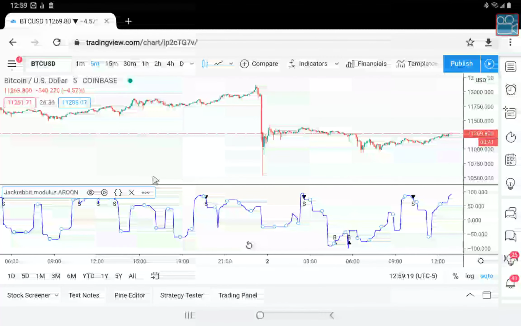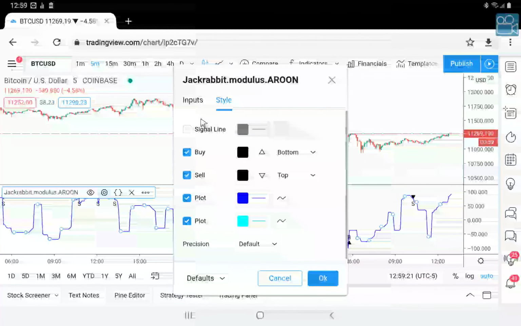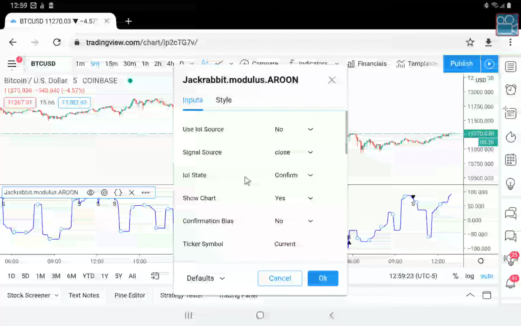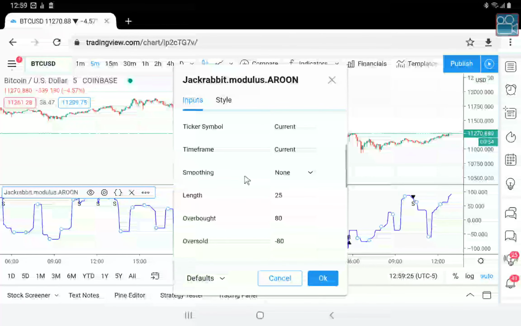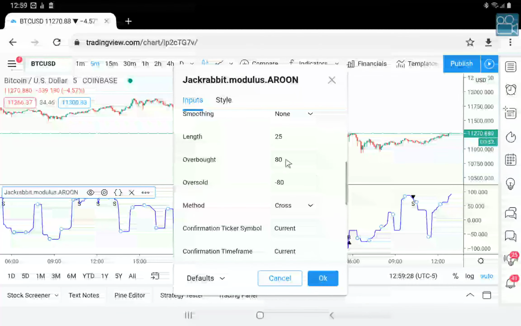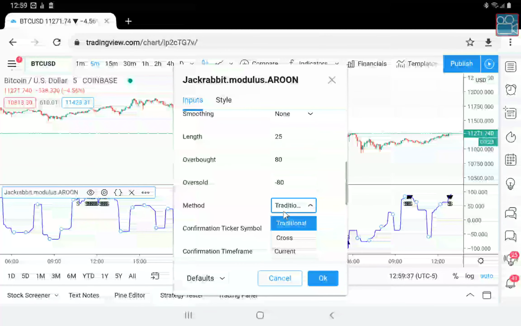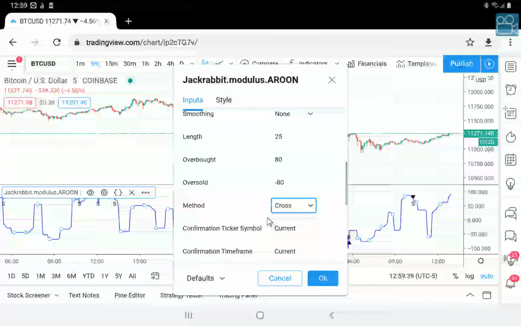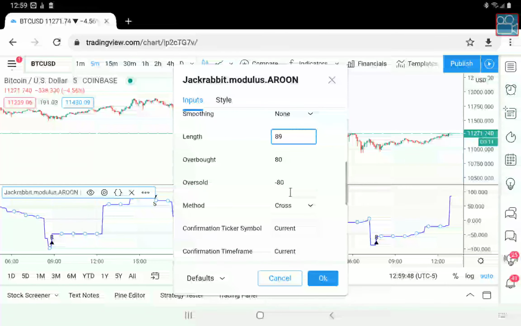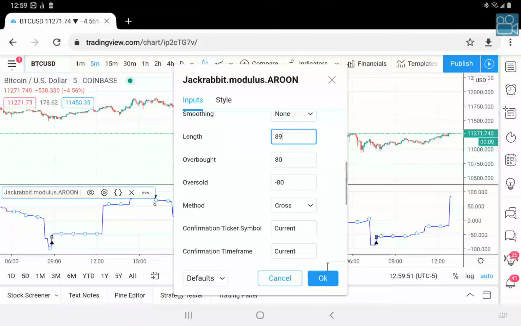Of course, there is also a huge amount of tuning that you can do. For example, your overbought, your oversold, your methodology, traditional versus the crossover effect. So it's very configurable compared to the traditional AROON style. Some people even like to use lower or higher different time frames. I like this one, for example.